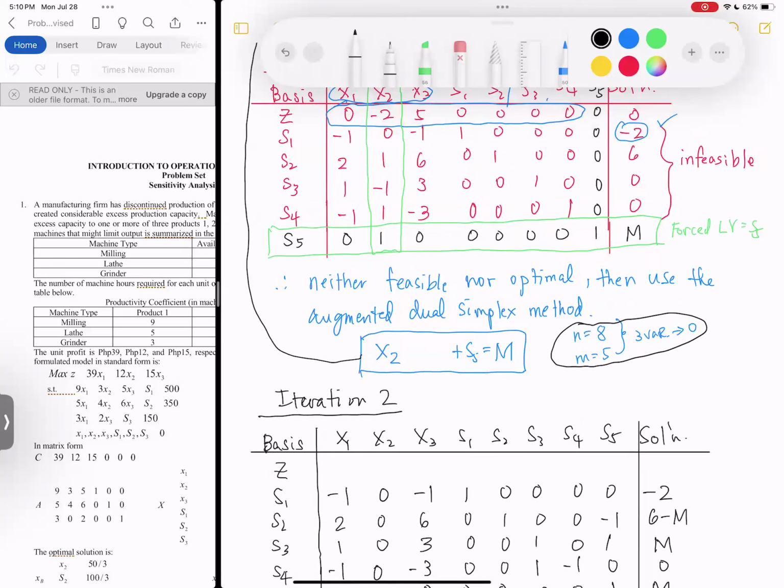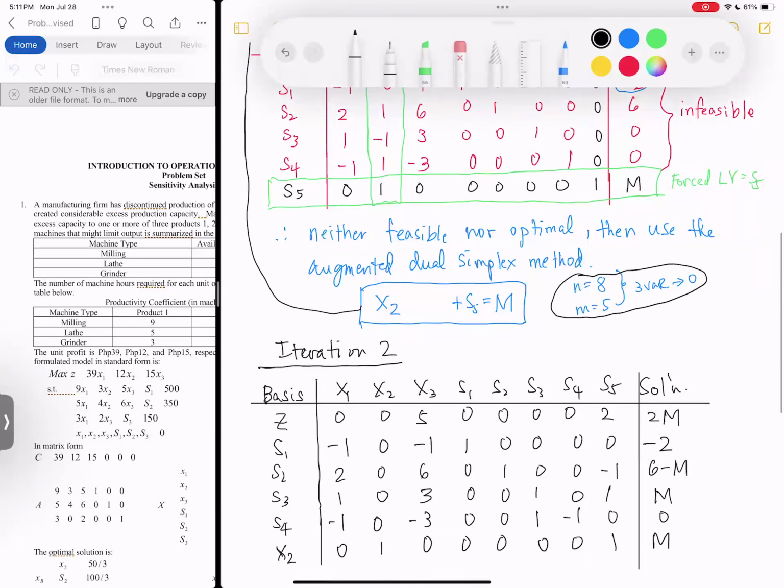Just doing this. Okay, then multiply this by 2. This should be 0. This should be 0. This should be, multiply this by 2. This should be 5. Okay. Multiply by 2 ito. 0 na lahat. And then 2. Multiply this by 2. This should be 2m.